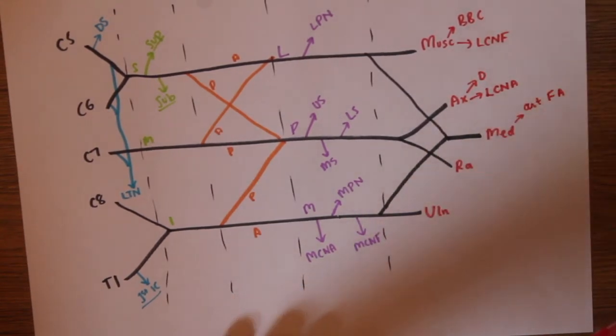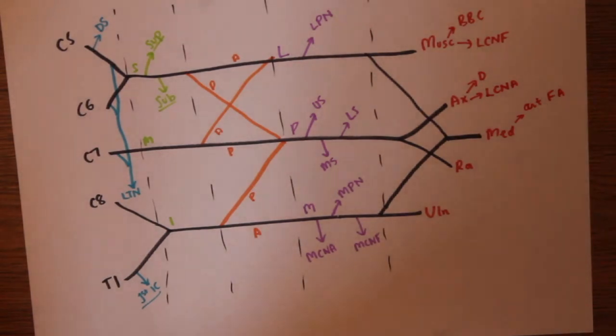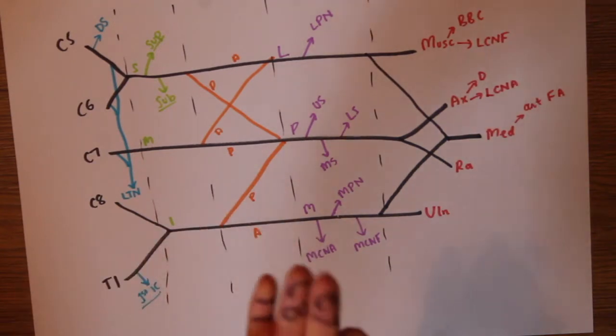It also supplies sensation to the thenar eminence, so the chunky bit just under your thumb, the lateral 2/3 of the palm, and the palmar aspect of your lateral 3.5 digits, as well as the dorsal fingertips of your lateral 3.5 digits, so this area here.